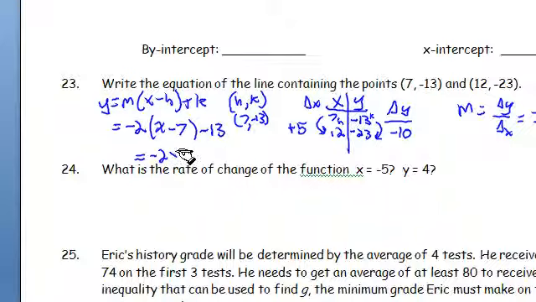And let's go ahead and distribute. So that's -2x plus 14 minus 13. And that equation becomes -2x plus 1.